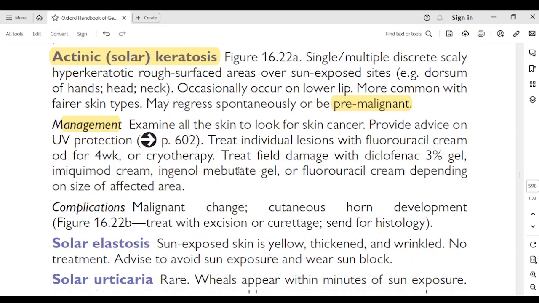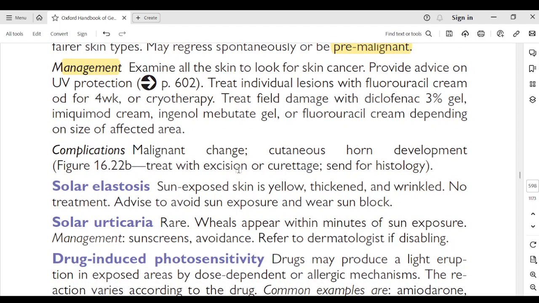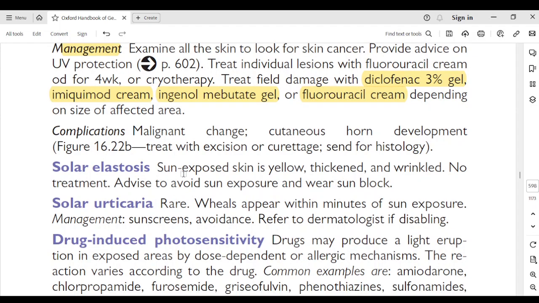Management: examine all the skin to look for skin cancer, provide advice on UV protection, treat individual lesions with fluorouracil cream OD for 4 weeks or cryotherapy. Treat the field damage with diclofenac 3% gel. See, this is not diclofenac 1% which we use for pain relief. It is a diclofenac 3% gel which is very irritant. Imiquimod cream, ingenol mebutate gel, fluorouracil cream, depending on the size and affected area. So treat with fluorouracil cream for 4 weeks or cryotherapy.